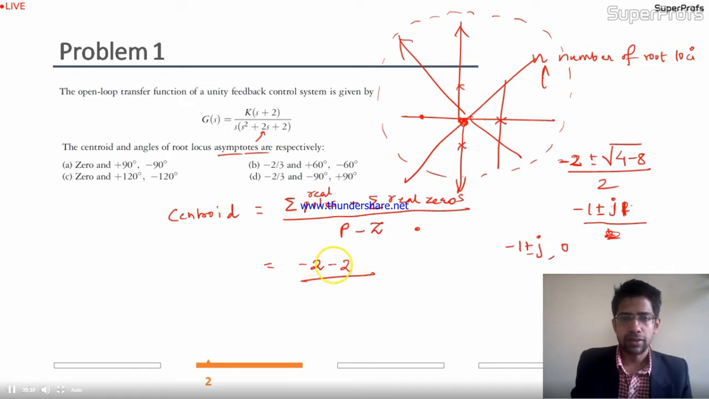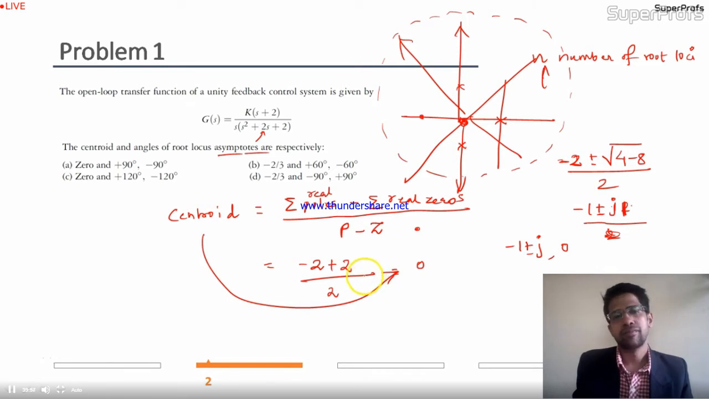Okay, so this is actually minus of minus 2. So you'll get plus 2 here, because the real part is at minus 2 and this negative sign will make it plus 2, and p minus z is nothing but 2. So there are 3 minus 1, 0. This gives you 0. So the centroid is at 0. So 0 is the point from which these asymptotes will diverge or meet. Okay, so the centroid is at 0.